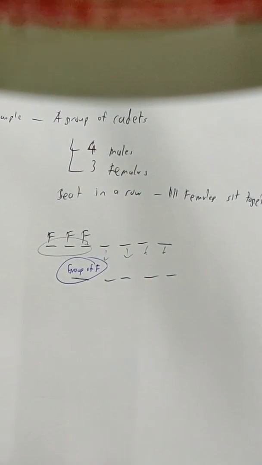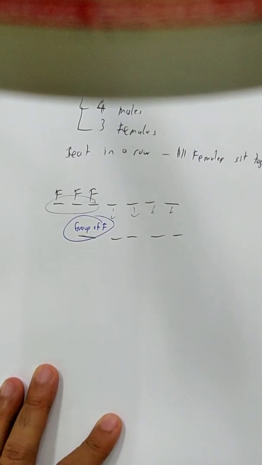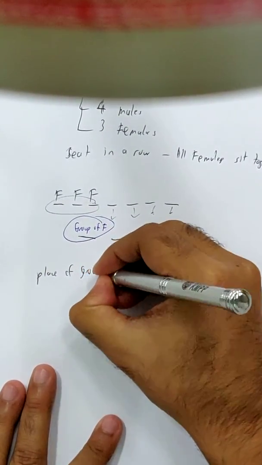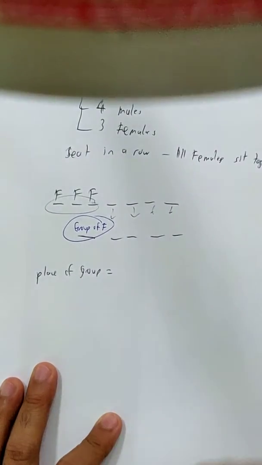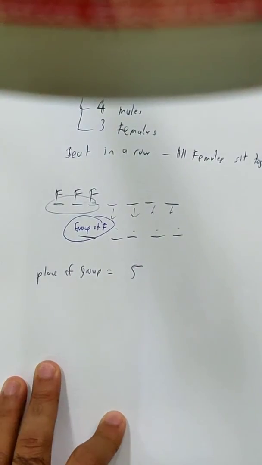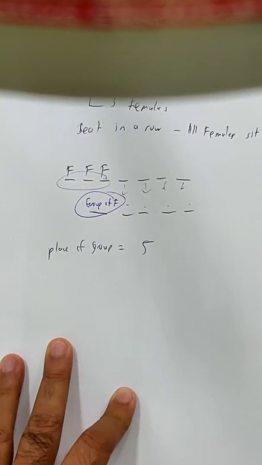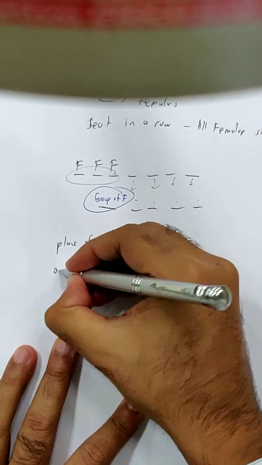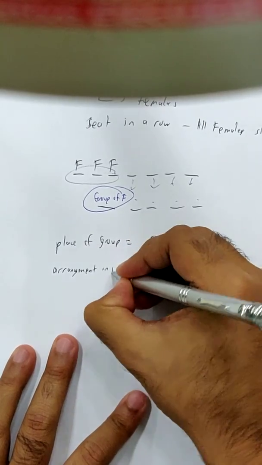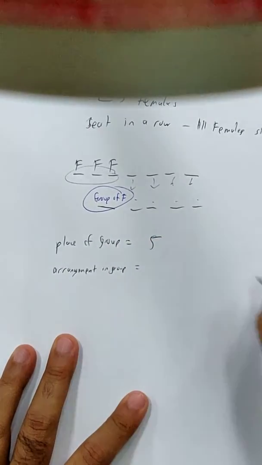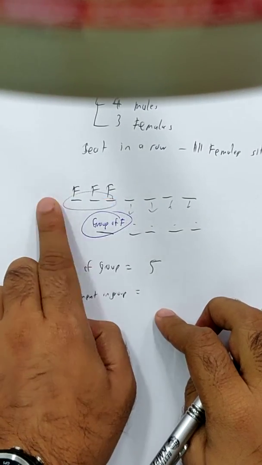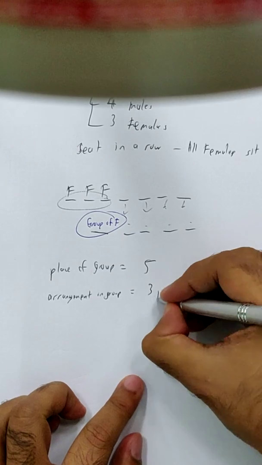There are 3 things that we need to calculate. Firstly is place of group. How many places do I have for the group? 1, 2, 3, 4, 5. There are 5 places for the group. What other things I need to calculate? Arrangement in group. How many people do I have in the group? 3. How many places I have in the group? 3. So it's going to be 3P3.